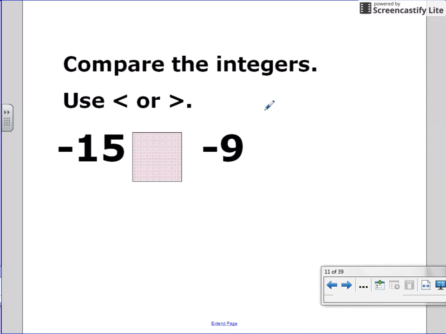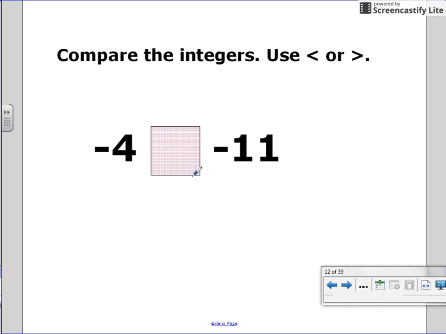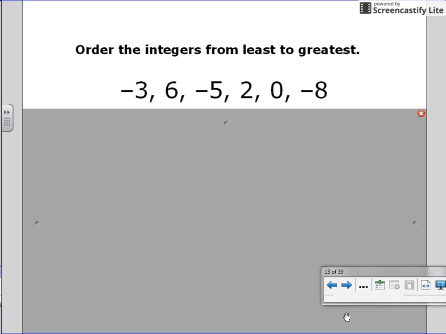-15 and -9. All right, visualize this. Here's 0, -1, -2, -3, -4, -5, -6, -7, -8, -9, -10, -11, -12, -13, -14. Here's -15. Aha, guess what? -9 is further to the right, which means it's the bigger number because -15 is further down in negative land. These two, compare which one. Draw a picture if you need to and start counting backwards. -4 is bigger than -11.